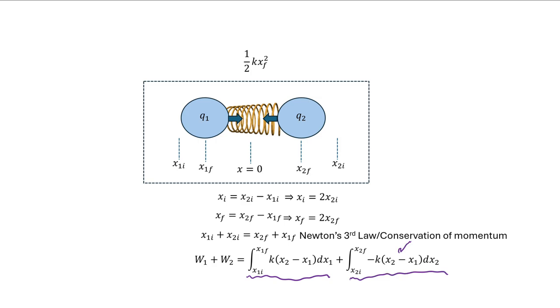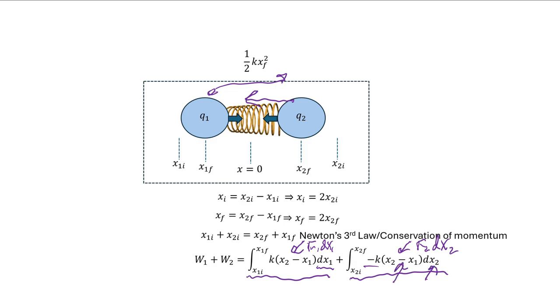Notice they experience the same force, but one of them has a minus sign because on this charge, the spring pulls to the left, and on this charge, the spring pulls to the right. Notice something else. This guy gets integrated over its position. This is F1 dx1, and this is F2 dx2, okay? So I have two integrals over two different integrands, right?